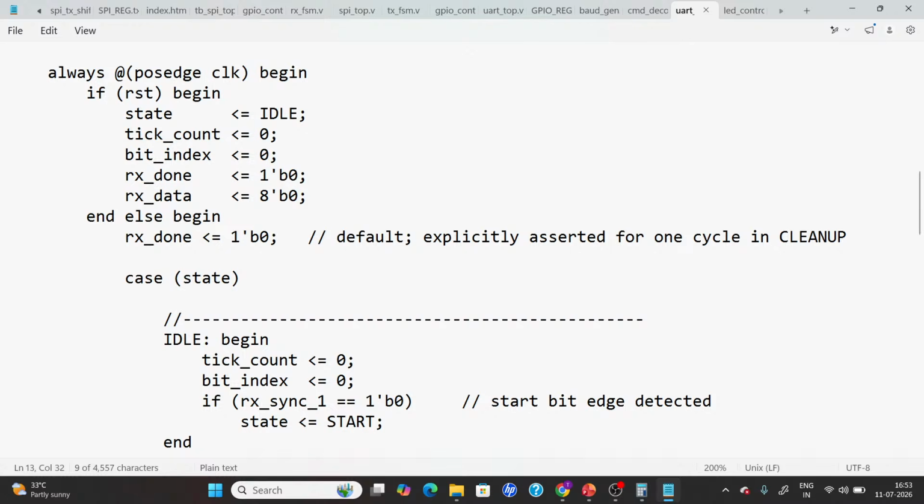This is my FSM logic which I'm going to write down. If I reset, by default my state will be idle, tick_count will be equal to 0, bit_index will be equal to 0, Rx_done is 0, and Rx_data is also equal to 0.